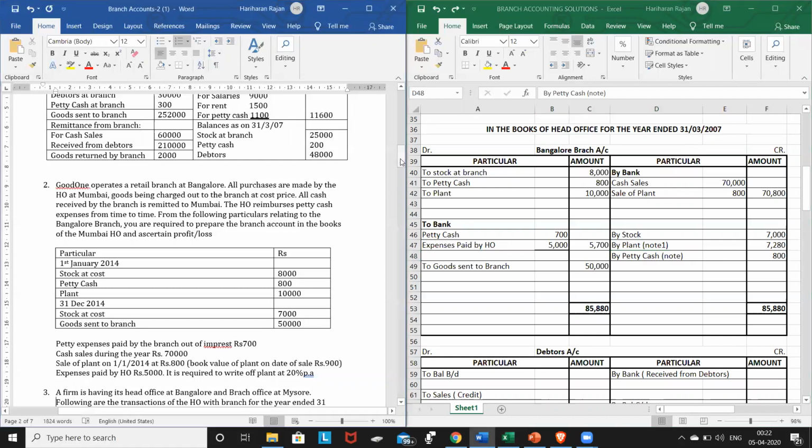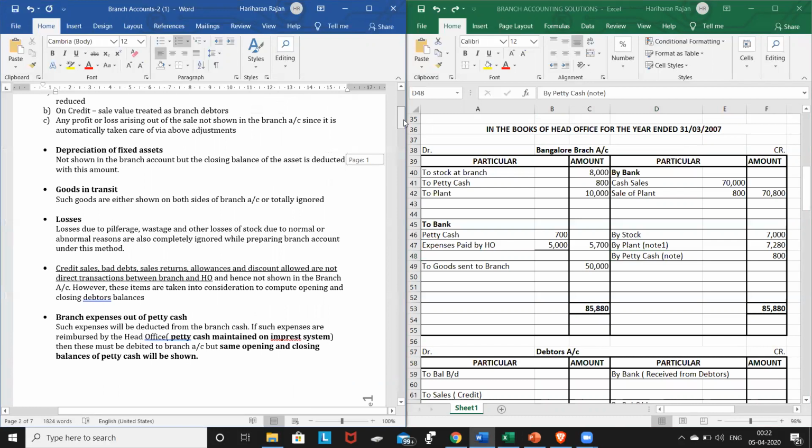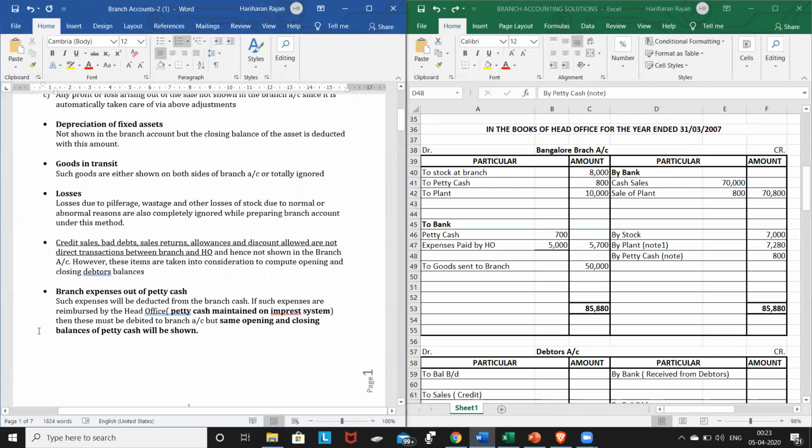If you remember, we have also discussed this related to petty cash. That is, petty cash expenses maintained on imprest system. That is, the same opening and closing balance should be maintained. Simple reason, we can keep it in this way. 800 out of which 700 was utilized, which is being reimbursed. What was the balance in our hand? 800 minus 700, 100 was there and 700 was reimbursed. Together, closing balance is 800.